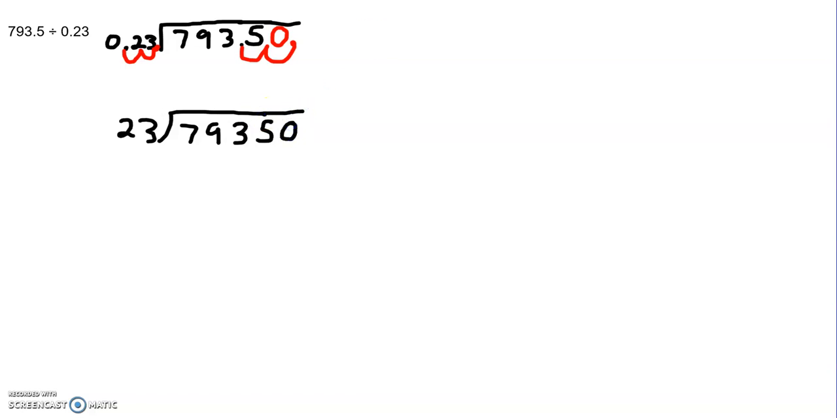And then I would just divide the same exact way as I normally would. So 23 goes into 7 0 times. 0 times 23 is 0. So 7 minus 0 is 7. Then I move down the 9. How many times does 23 go into 79? That's 3 times, because 3 times 23 is 69. So I have 79 minus 69 is going to give me 10.